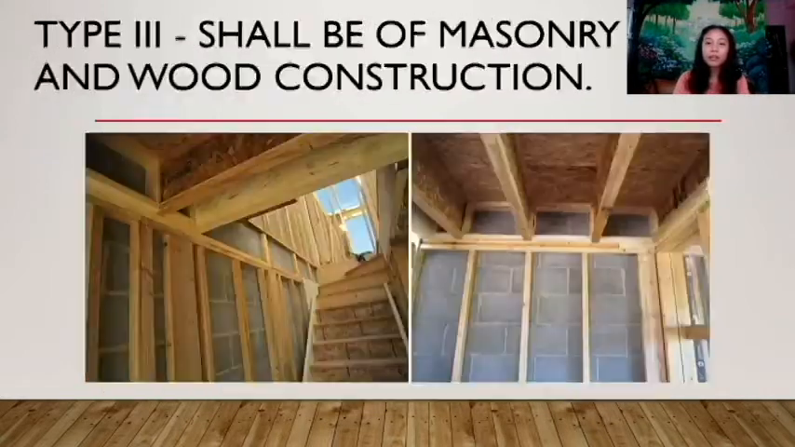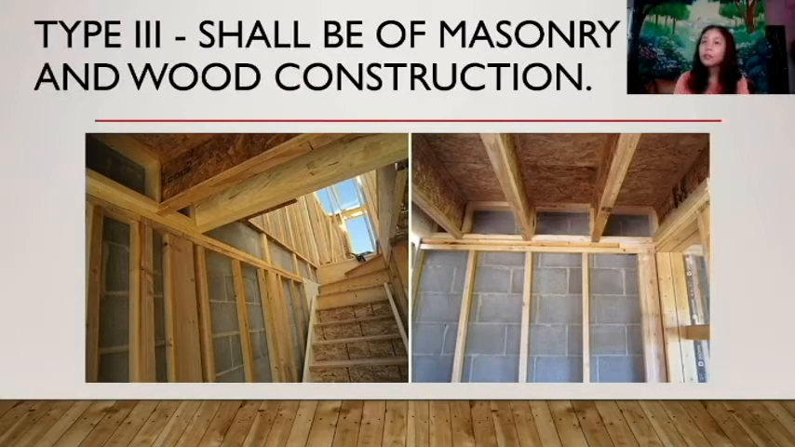For Type 3, it shall be of masonry and wood construction. Structural elements may be any of the materials permitted by the code, provided that the building shall be 1R fire-resistive throughout. Exterior walls shall be of incombustible fire-resistive construction. An example of Type 3 can be seen in this picture. As you can see, this building is made of masonry walls with wood frame construction.